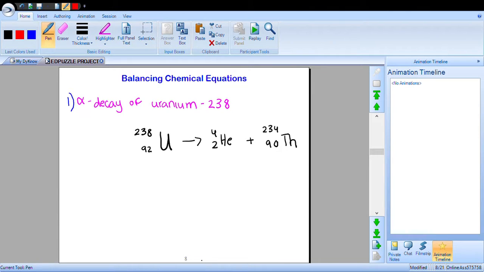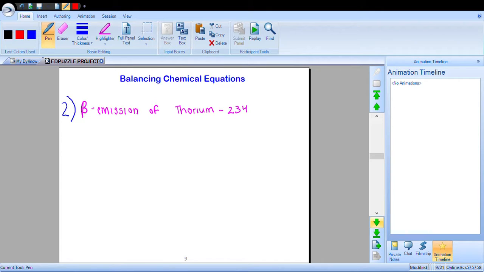This is the balanced equation for an alpha decay equation. Okay, next one. Write the equation for a beta emission of thorium-234. Okay, we are given 234 is the mass number. Thorium is 90. Alright, and beta emission, so it is a negative 1.